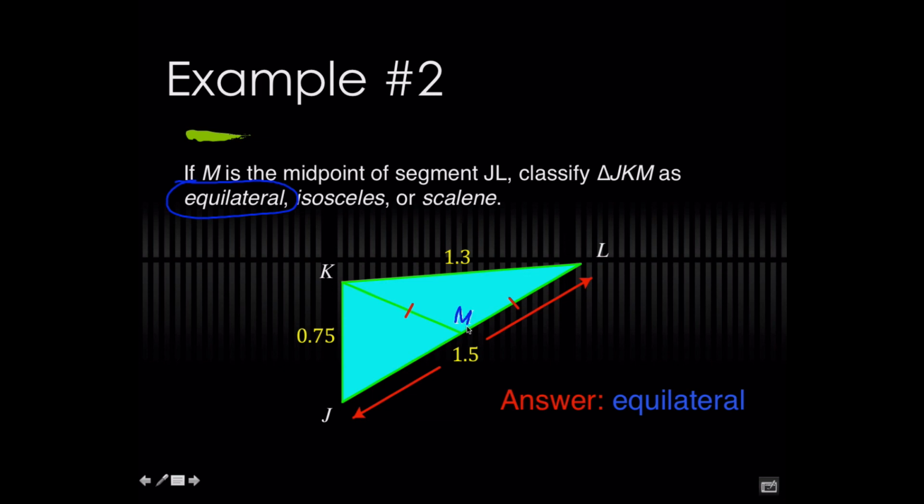Can I do this one? Alright. Sure. So, M is the midpoint of JL, then JM is 0.75, then ML is also 0.75. And then the tick marks on KM and ML, they're equal, so that's also 0.75. And then all the sides are 0.75. Good. Unneeded information.